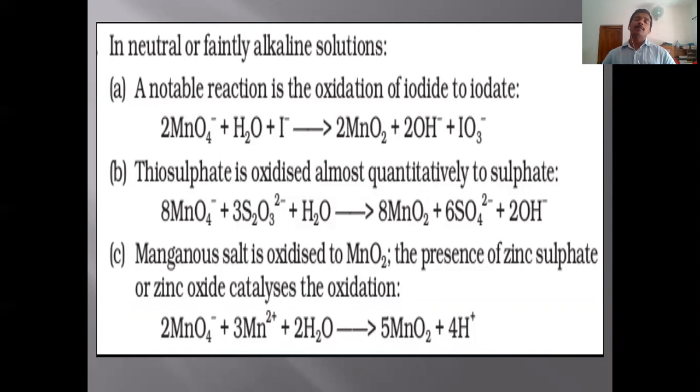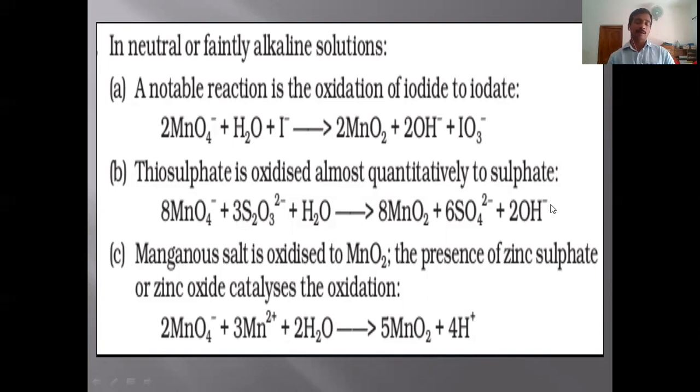Iodide oxidizes to iodate, not to iodine. In slightly alkaline medium, iodide will be oxidized to iodate. Here you can see the equation: 2 MnO4 minus plus H2O plus I minus gives 2 MnO2, manganese dioxide, plus 2OH minus plus IO3 minus, iodate. Thiosulfate is oxidized to sulfate.